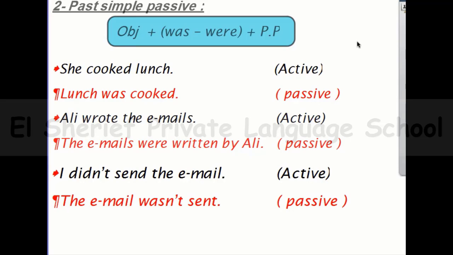The past simple passive. The main sentence should be in the past simple. Okay? Number 1, she cooked lunch. So, when we turn it to the passive, we will start with the object, lunch, and after that we will put was or were according to the object. So, lunch was cooked. Number 2, Ali wrote the emails. We will start with the emails were written by Ali. Number 3, I didn't send the email. The answer will be the email wasn't sent.